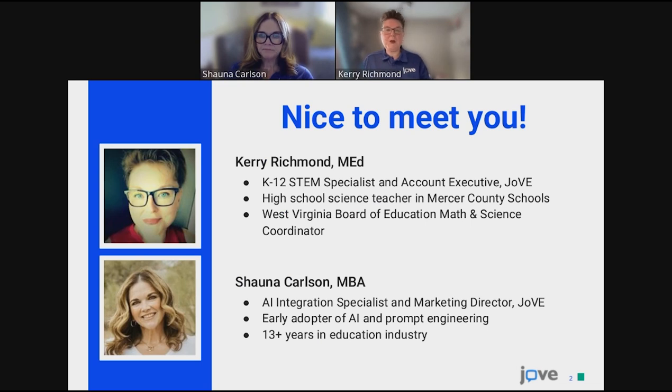As far as who we are, my name is Carrie Richmond. I'm serving as moderator speaker as well. I am a K-12 STEM specialist and an account executive at Jove. I was a middle and high school science teacher for 15 years in the state of West Virginia, and I was also a Board of Education math and science coordinator. So I have done a teacher role and an administrative role.